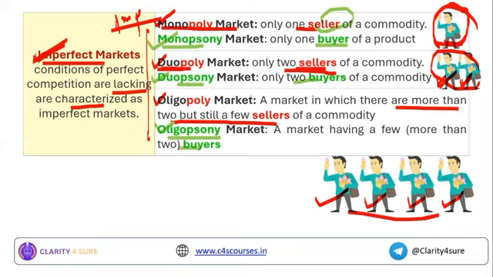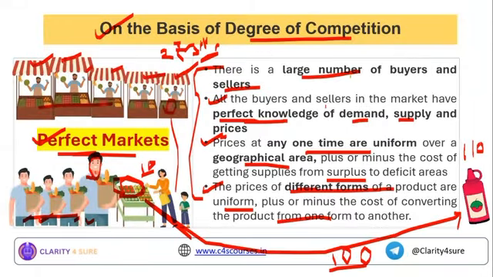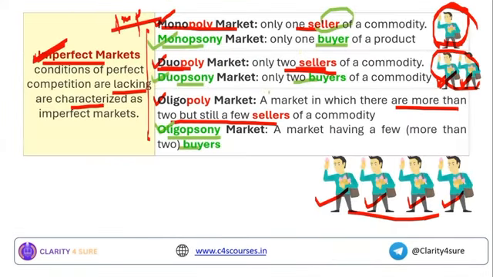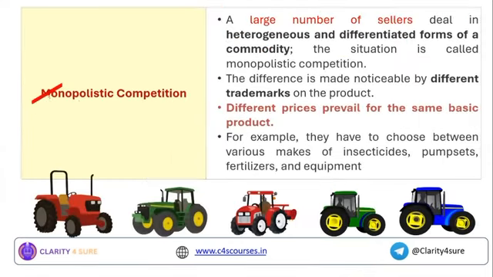Okay, so this is what the imperfect market is. In a perfect market we see a large number of buyers and sellers, but here you can see the numbers of buyers and sellers are limited. Okay. Next is monopolistic competition.